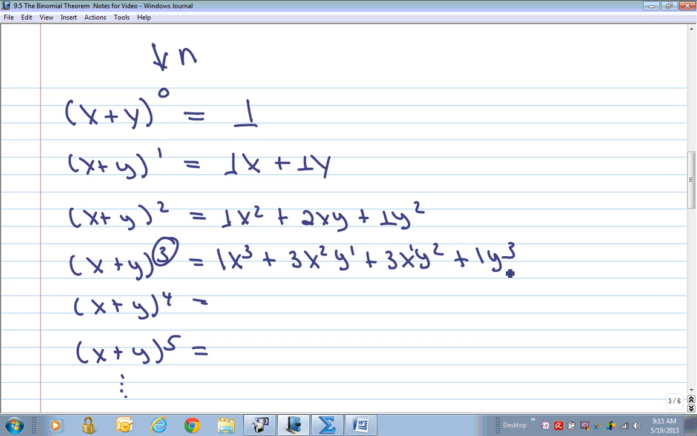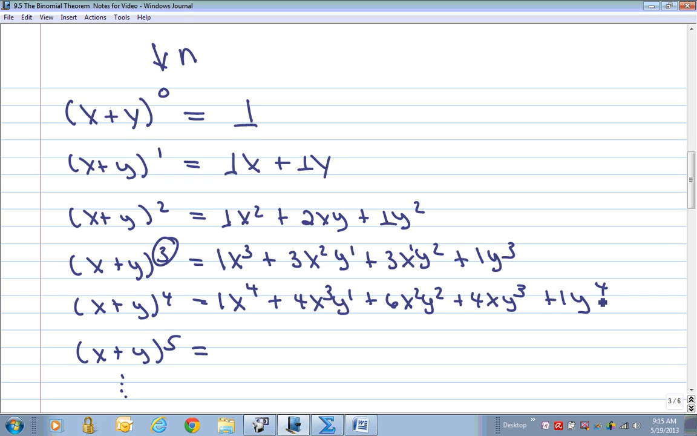All right, so let me go ahead and continue to show you, and then we'll look at some other properties that you're going to notice. And we're going to see these properties again in a few minutes in something else that we're doing. All right, so this one would be 1x to the fourth. If you need to pause and write this down, I would have this example in my notes. 1x to the fourth plus 4x cubed y to the first plus 6x squared y to the second plus 4xy cubed plus 1y to the fourth.